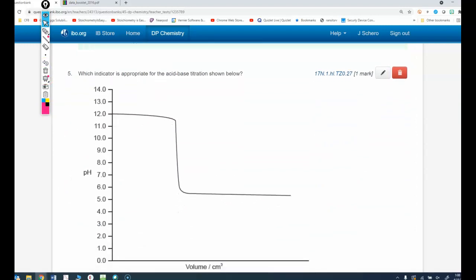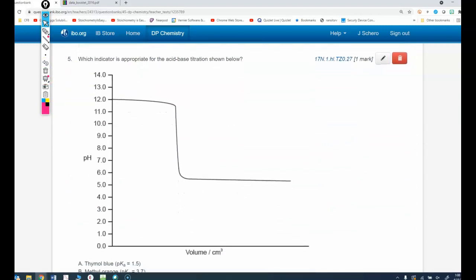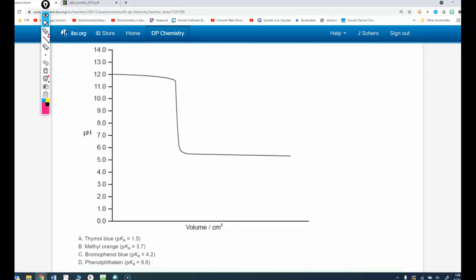Then it's which indicator is appropriate for the acid-base titration shown below. It's asking you for thymol blue, methyl orange, bromophenol blue, or phenolphthalein, and all it's giving you is the pKa's. As long as you pick the pKa, I think it was within ±1 of the equivalence point, then you should be okay.